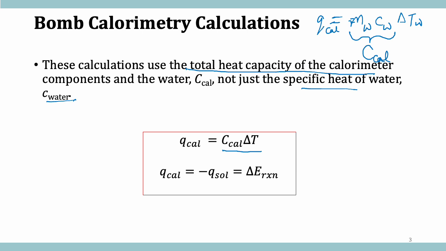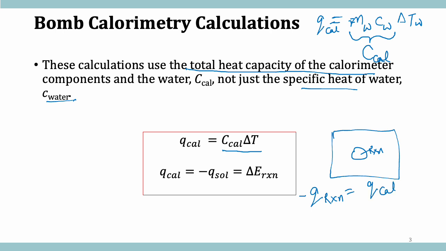If I do a chemical reaction in a bomb calorimeter, then the heat that is lost by the reaction, negative, is equal to the heat gained by the calorimeter. It is the same system. So Q calorimeter is negative Q of reaction, or of solution if the reaction is being done in solution, and this heat of the reaction is also equal to delta E of the reaction. Because this is constant volume, we call it delta E of the reaction instead of enthalpy, but it is the same as the heat involved in a reaction.